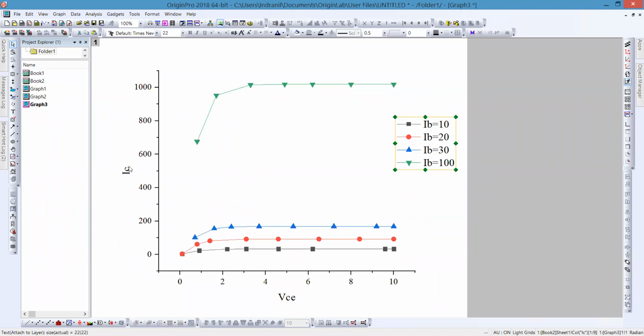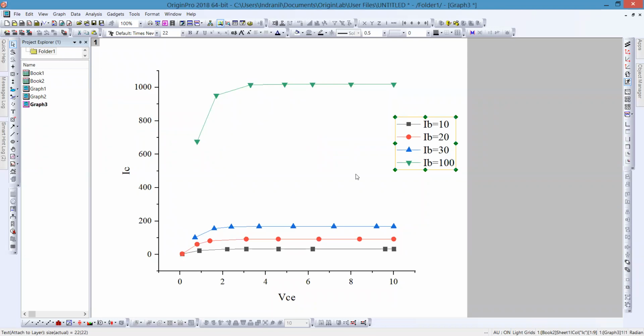Remember that one. That is why we have a plot of output current as collector current and output voltage as VCE, collector to emitter voltage. Obviously that is in volts and this is in milliamps.